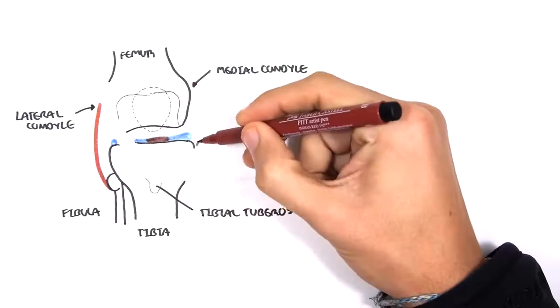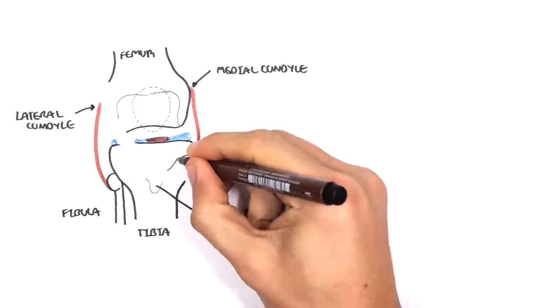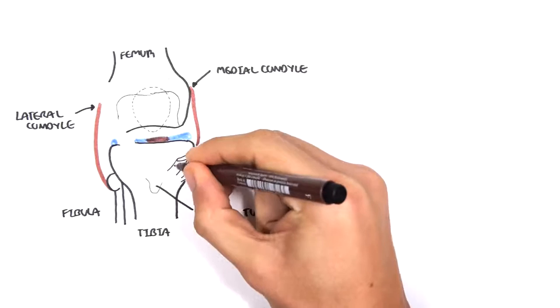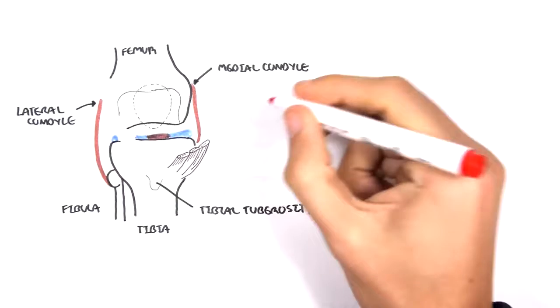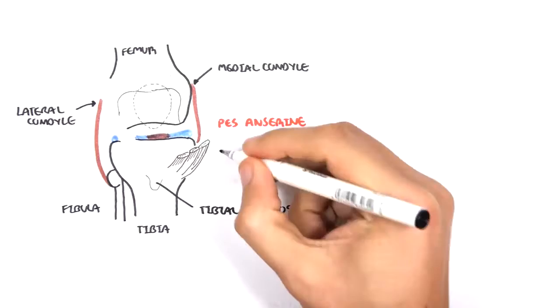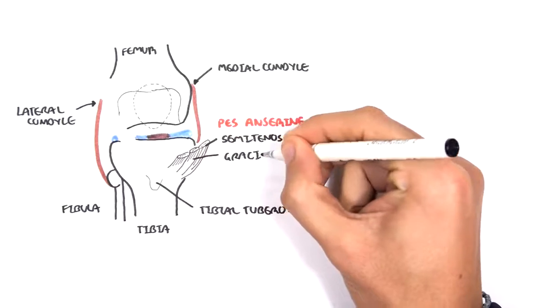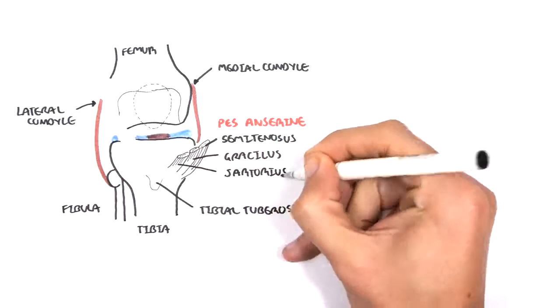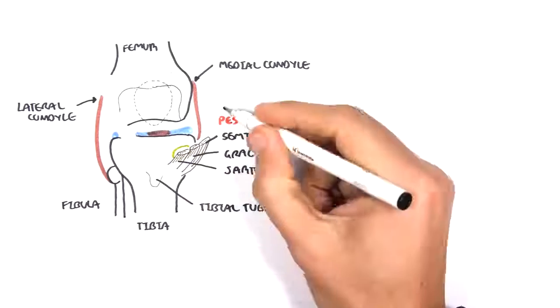Here are your medial and lateral collateral ligaments. An important area of the knee to remember, which is located at the anterior medial part of the tibia, is the pes anserine, which consists of three muscle tendons: semitendinosus, gracilis, and sartorius. Behind these tendons sits the pes anserine bursa.